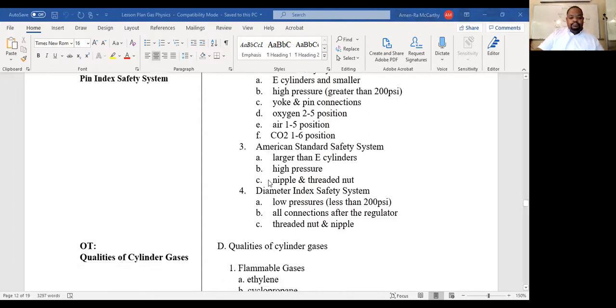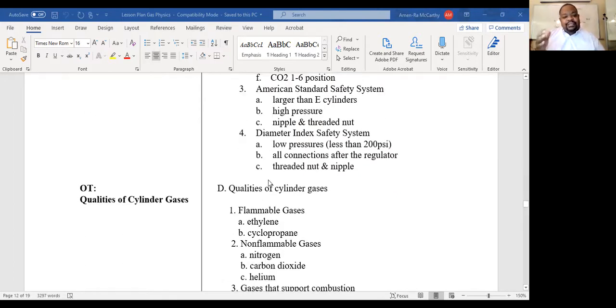The American Standard Safety System is the next safety system, and that's for our larger tanks, the larger than E cylinders, like our H cylinder and G cylinder. Those use the nipple and threaded nut. I showed you yesterday in the video how the nipple and threaded nut goes right up on there, you screw it in, and you're good to go. It deals with high pressure and it's for cylinders larger than E. So we call those the big tanks. That's the American Standard Safety System.